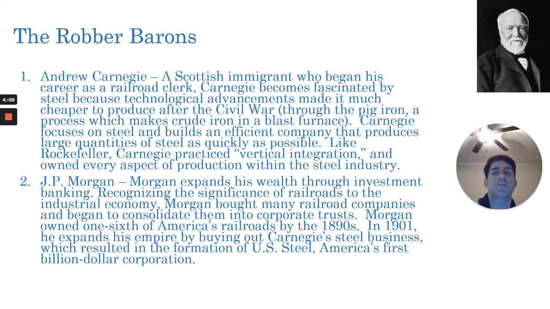Carnegie was a Scottish immigrant who started his professional career as a railroad clerk in America. He becomes fascinated by steel as a product, and believes fervently that steel is going to be something that can be mass produced at a reasonable rate and sold for profit in this second half of the 19th century because of technological advancements that have made steel much cheaper to produce following the Civil War. In particular, there's a process known as the pig iron, which results in crude iron being constructed in a blast furnace, usually in a steel mill.